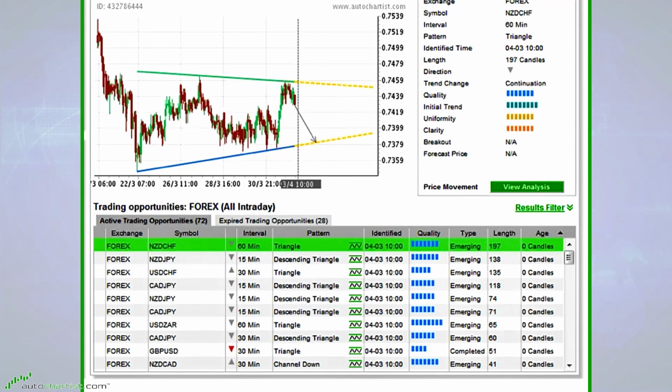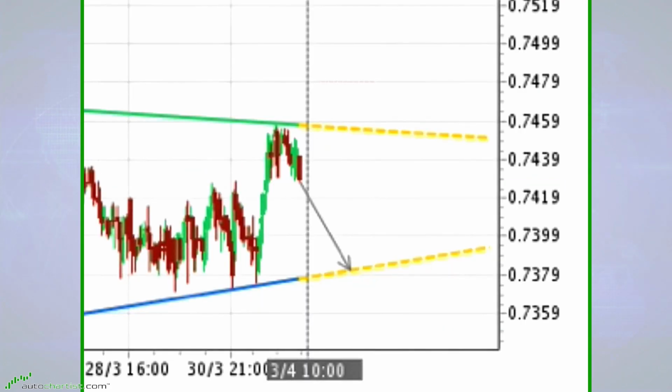On the graph, there are a number of visual cues that tell you whether you are looking at an emerging or a completed pattern. The most obvious feature of an emerging pattern is the two yellow dotted lines that extend the support and resistance lines. Their purpose is to give you a visual of the continuation of the expected trading range.